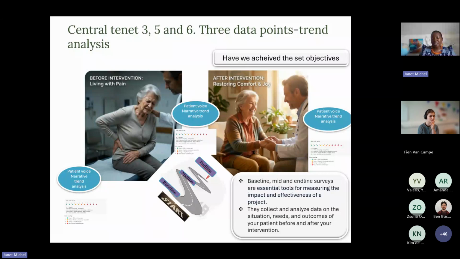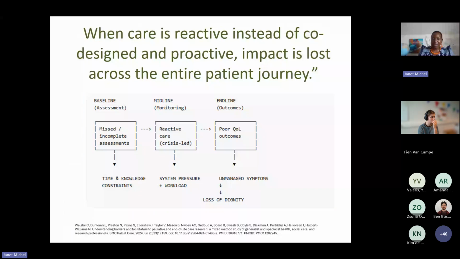Because you might start with an intervention and you might end up with the same picture, the patient in pain, and that would mean this intervention is not working and it has to be discontinued. So this framework enables one to identify what is working, but also what is not working. So when care is reactive instead of co-designed and proactive, we say that impact is missed.